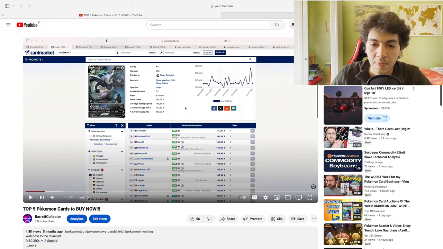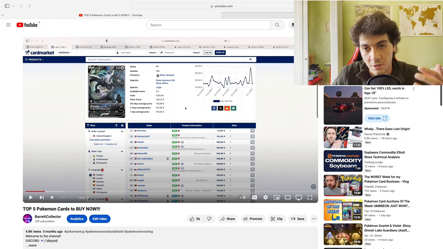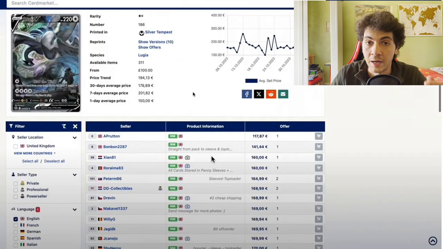As you can see here, Top 5 Pokemon Cards to Buy Now. Well, it was almost 6 months ago. And one of the cards, the first card I said, there wasn't any order, just random order, 5 cards, singles, was Lugia V from Silver Tempest. Now, let's take a look at how it was performing and how it is performing.